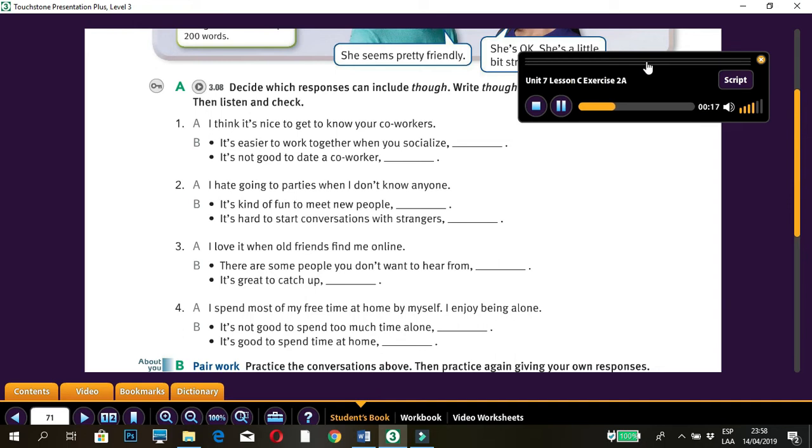1. I think it's nice to get to know your coworkers. It's not good to date a coworker, though. 2. I hate going to parties when I don't know anyone. It's kind of fun to meet new people, though. 3. I love it when old friends find me online. There are some people you don't want to hear from, though. 4. I spend most of my free time at home by myself. I enjoy being alone. It's not good to spend too much time alone, though.